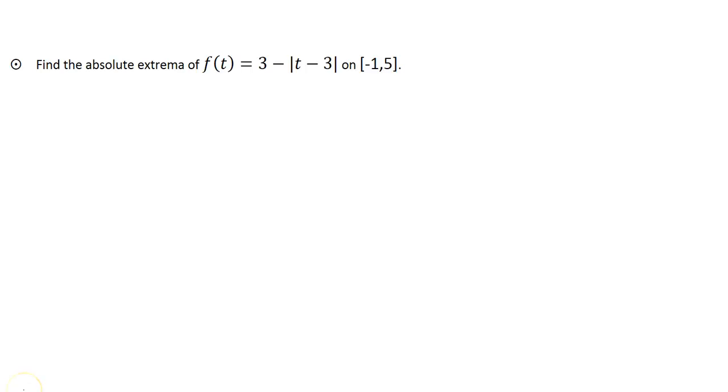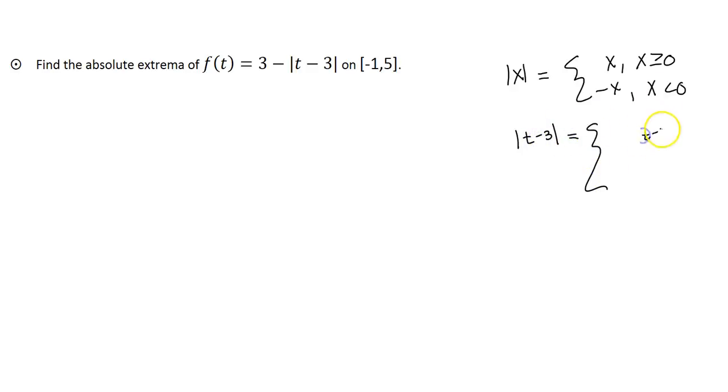Kind of a special example, you notice you've got an absolute value here, and remember the absolute value of x is defined as x if x is greater than or equal to 0, and negative x if x is less than 0. So if I were to take the absolute value of t minus 3, that would be t minus 3 if t minus 3 is greater than or equal to 0, or negative (t minus 3) if t minus 3 is less than 0.